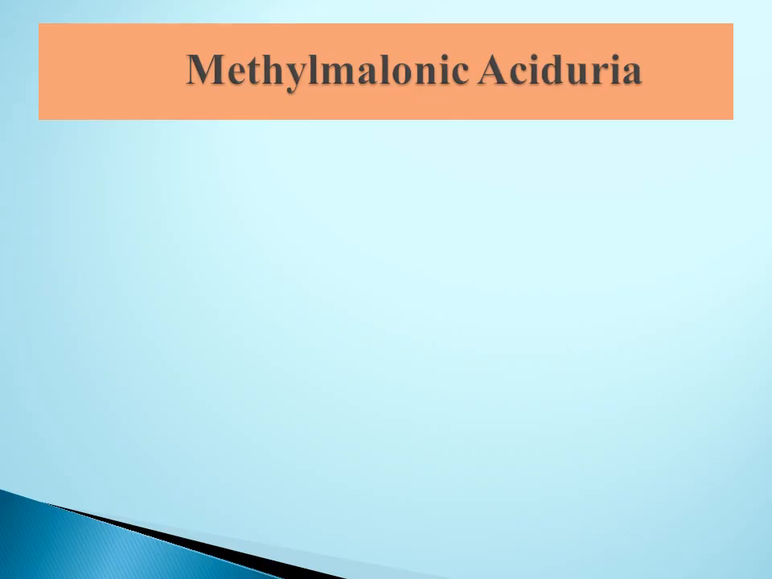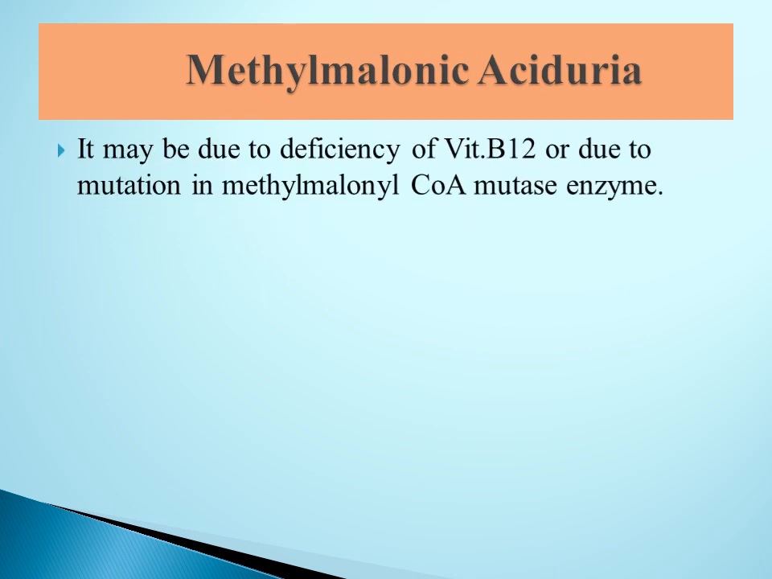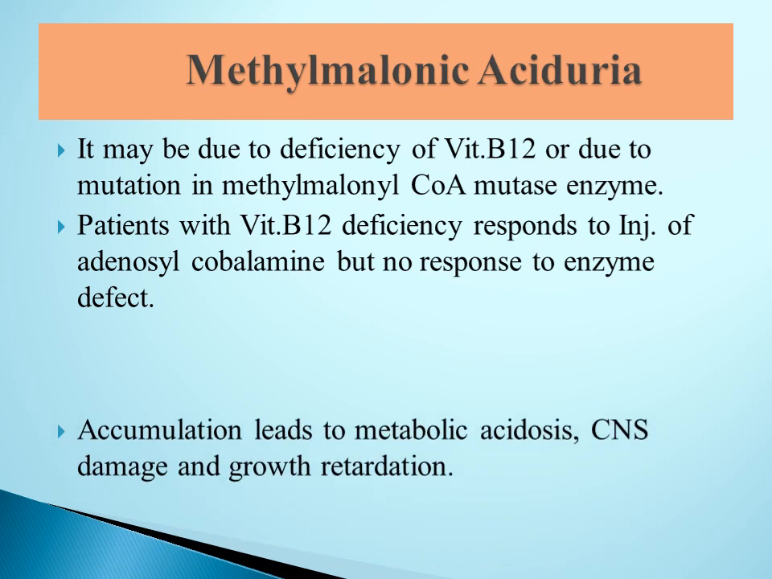A metabolic disorder of odd chain fatty acid oxidation is methylmalonic aciduria. This disorder may be due to deficiency of vitamin B12 or due to mutation in the methylmalonyl coenzyme A mutase enzyme. Both vitamin B12 and mutase enzymes are required for the conversion of L-methylmalonyl coenzyme A to succinyl coenzyme A. So, if there is a defect in vitamin B12, the patients can respond to injections of adenosylcobalamin. But if there is a defect in the mutase enzyme, these patients will not respond to injections of adenosylcobalamin.